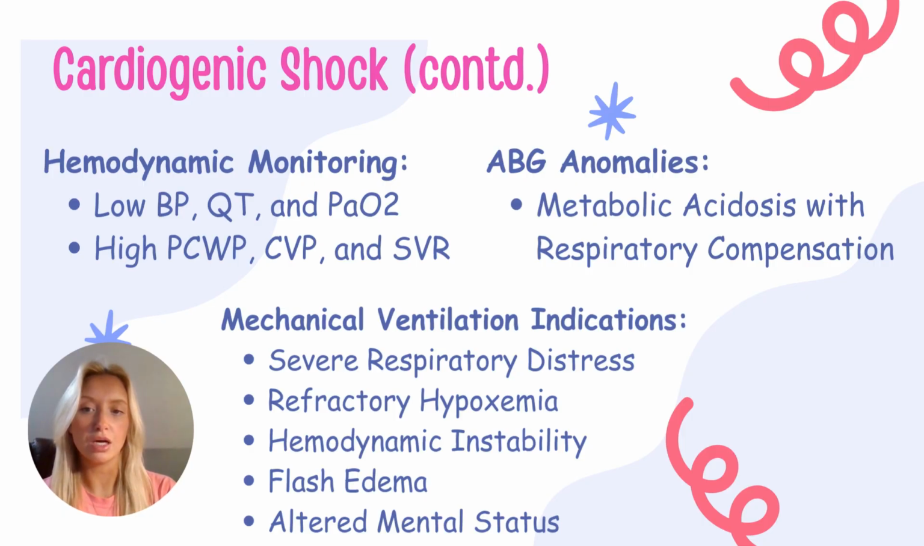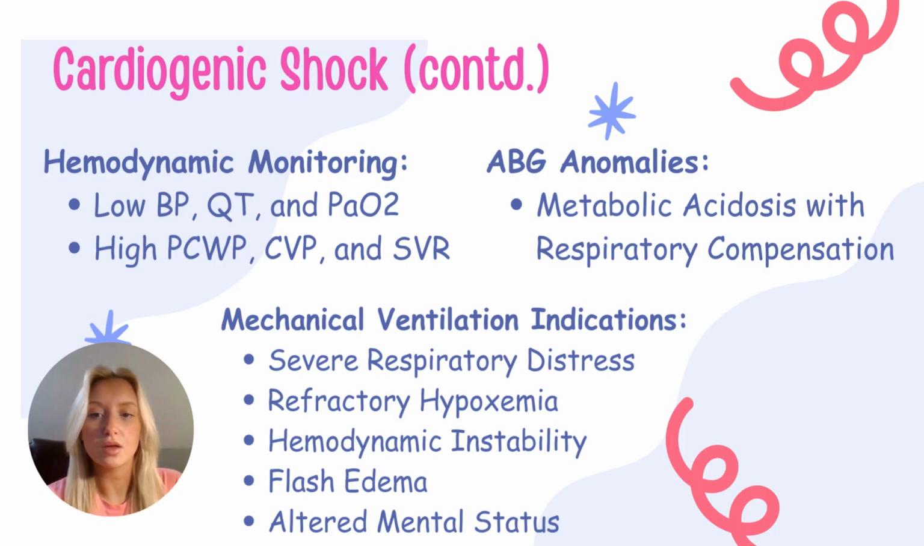Hemodynamics in cardiogenic shock are going to be a low blood pressure with a systolic around 90, a low cardiac output, usually around 2 liters per minute or less, and a low PaO2. Pulmonary capillary wedge pressure is usually going to be high, typically around 15 millimeters of mercury or higher, and this indicates left ventricular failure. CVP is also going to be high, around 10 millimeters of mercury or greater, indicating right ventricular dysfunction. And systemic vascular resistance is also going to be high as a compensatory mechanism.